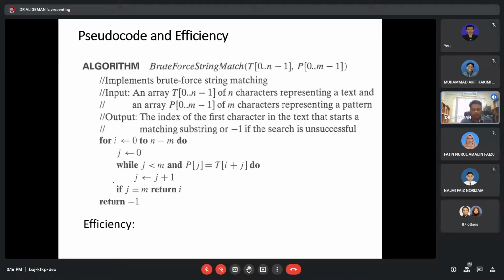Okay, everything. What is the big O here? You can guess. What is the big O for this? Can you guess what is the big O for this? Anyone?